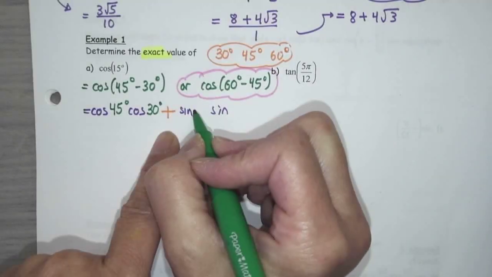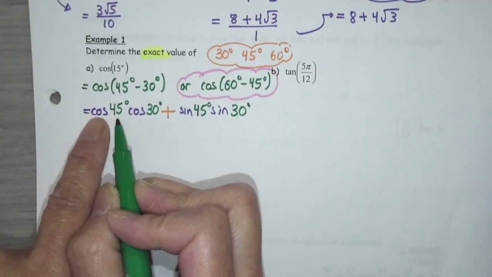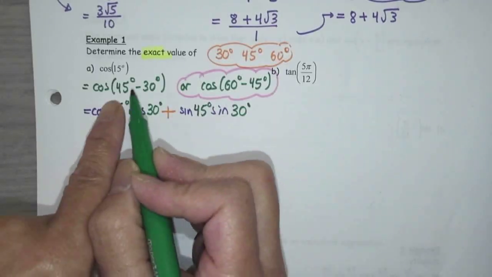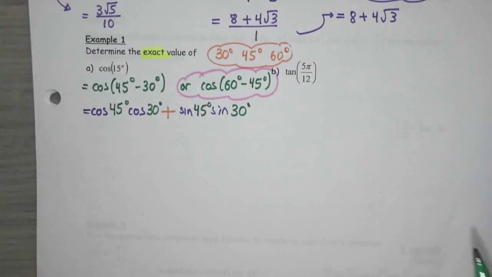Okay, so sine, and again, look, the order is in order. So the way they wrote the formula, it goes 45, 30, 45, 30, which matches the AB here. So that's AB, AB. And then we're just going to go ahead and answer it.